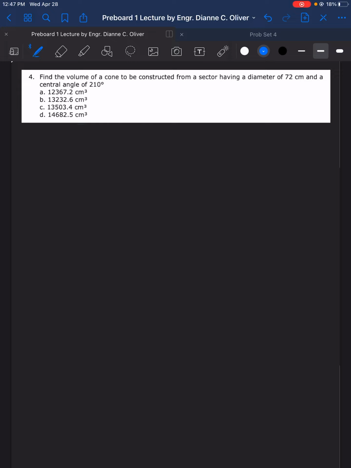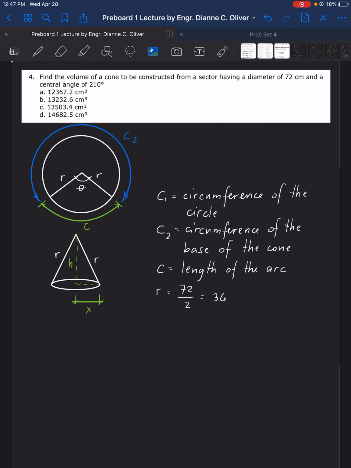So there is a cone to be constructed from a sector having a diameter of 72 and a central angle of 210. Of course, we're talking about a circle here. Okay, drawing a circle here. Now, a sector is a part of the circle. So the one that we are going to make into a cone is the blue curve here. That's the 210 degrees sector.